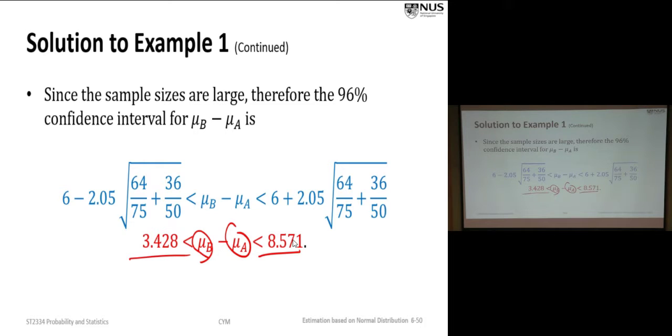We are quite confident this interval will cover the true answer, and this interval does not cover 0. So that means that the claim mu B minus mu A equals 0 is questionable. I don't believe that, because my confidence interval does not cover 0. All right?